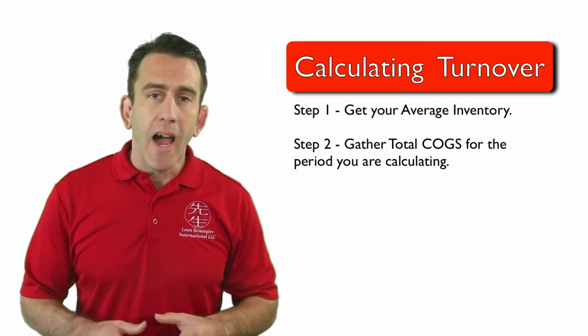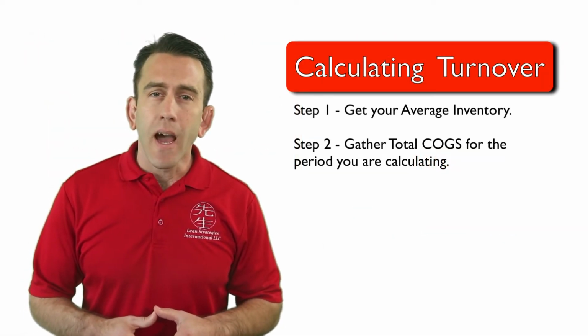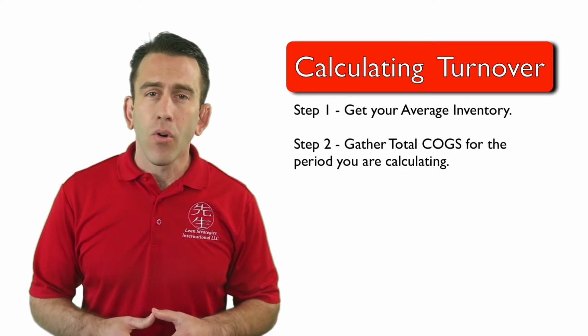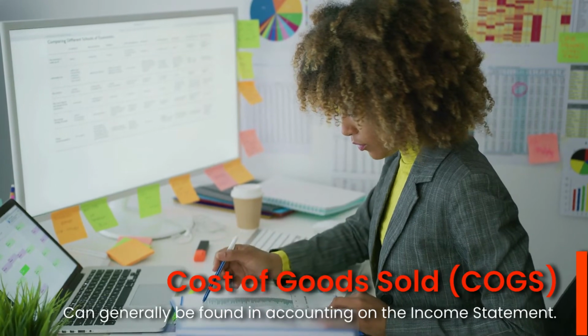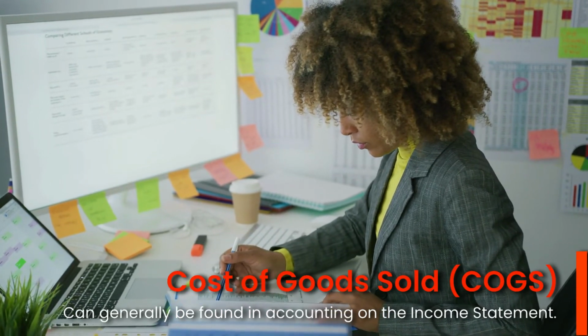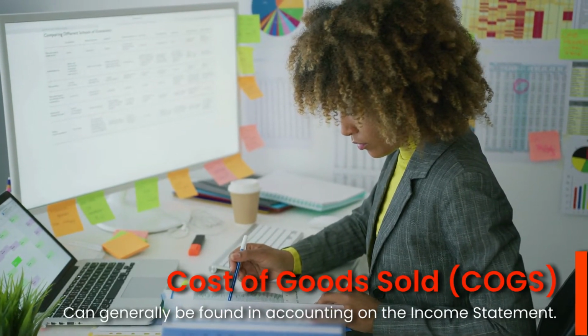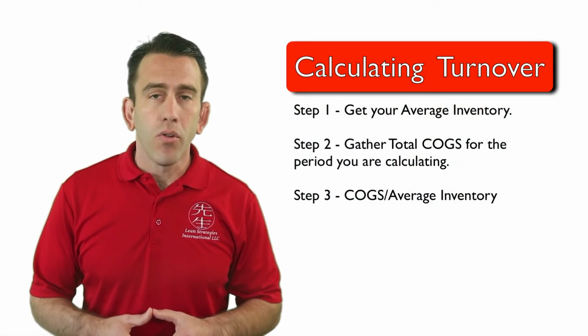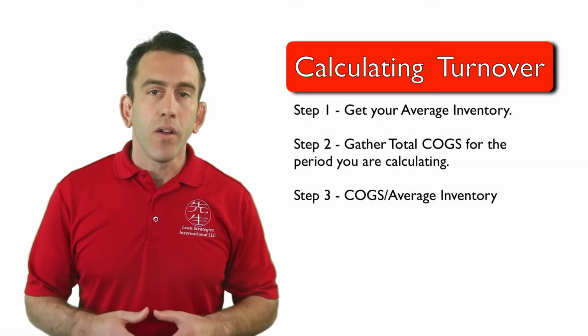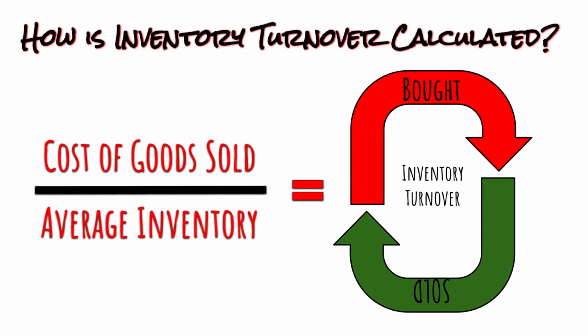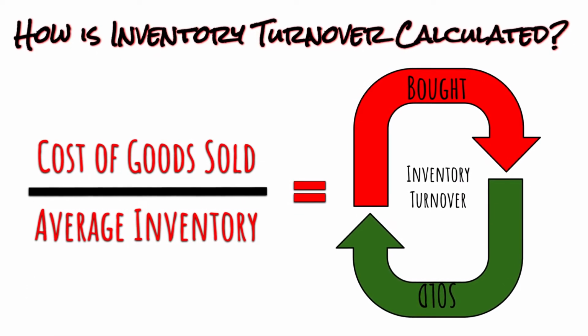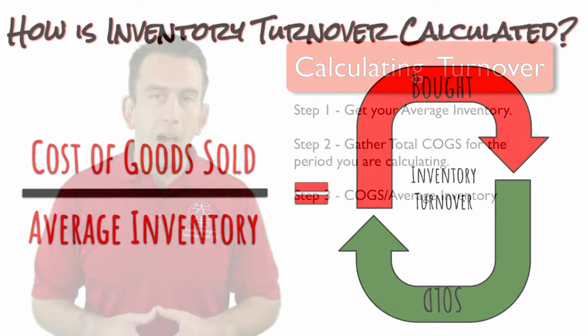Now that we have our average inventory, we need to gather our total cost of goods sold for a period. This can generally be found on an income statement, but you may need to do some calculations to find it. Once you have your cost of goods sold, we are ready to calculate our inventory turnover. To do this, we divide the cost of goods sold by the average inventory amount.